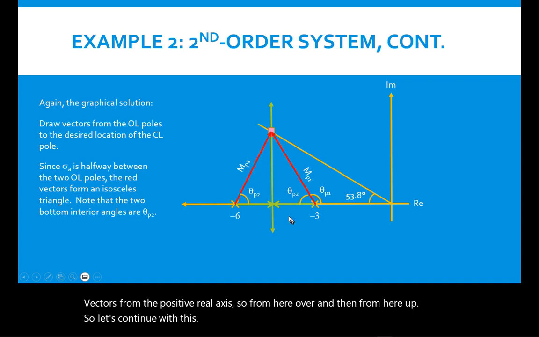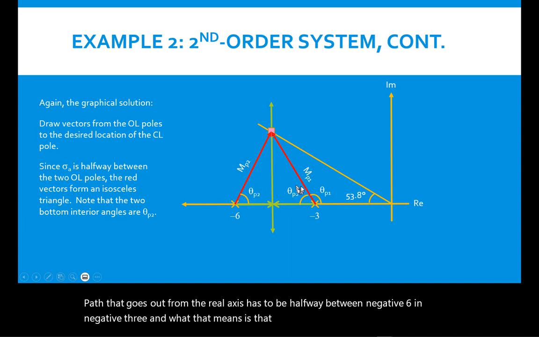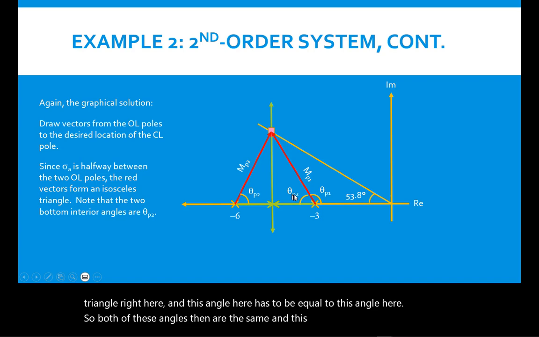And as it turns out, because of the rules for drawing the root locus, this ray that goes out, or path that goes out from the real axis, has to be halfway between -6 and -3. And what that means is that this is an isosceles triangle right here. And this angle here has to be equal to this angle here. Okay? So both of these angles are the same, and this angle here is theta P2. It's the same as this angle right here.